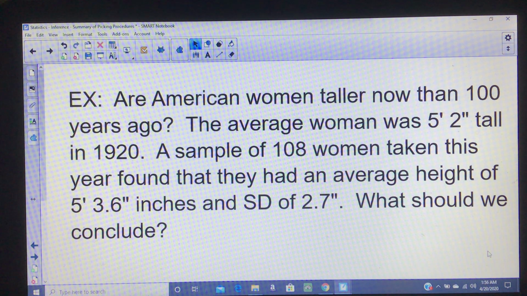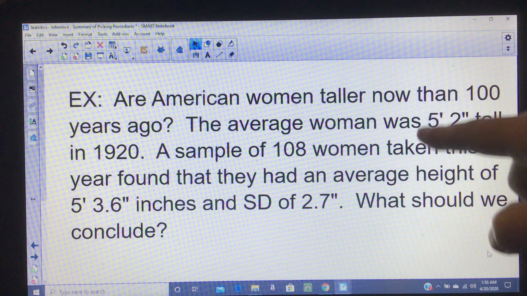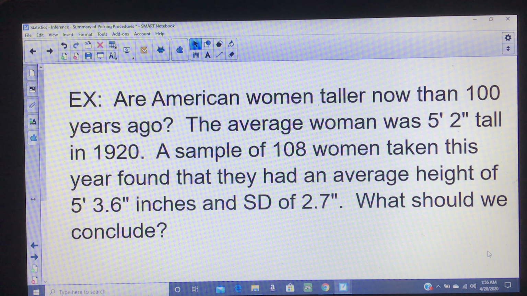Now, it doesn't tell me how tall women actually are in the population, but I know that this number is no longer, at least my sample seems to suggest pretty greatly that this is no longer the case. So our conclusion overall, are American women taller now than 100 years ago? This sample supports that, yes, women are now taller in the population.